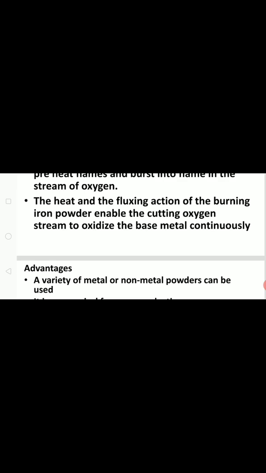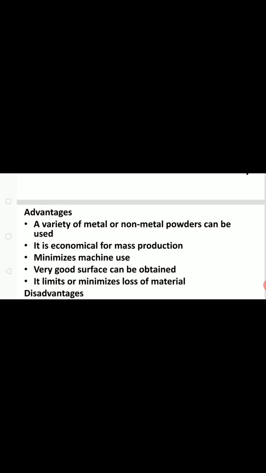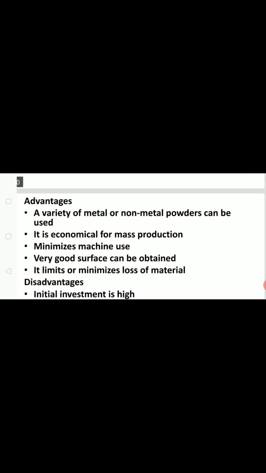So, a very high pressure nitrogen atmosphere and preheating of the powder act in the vicinity of the flame, which will melt the workpart along with the oxyacetylene gases and cut the desired metals and alloys. Advantages: a variety of metal or non-metal powders can be used. It is economical for mass production, minimizes machine use, gives a very good surface, and minimizes loss of material. These are all the advantages.